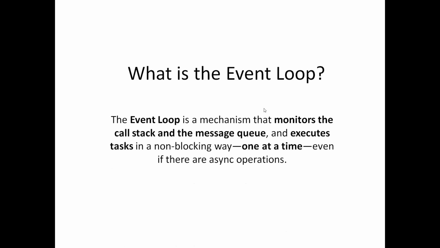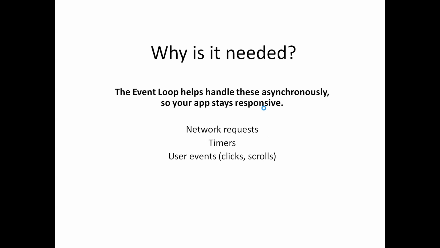The event loop is a mechanism in JavaScript that lets your code run asynchronously. Even though JavaScript itself is single threaded, it ensures that tasks are executed in order without blocking the browser or Node.js environment. How it works, why it is needed.